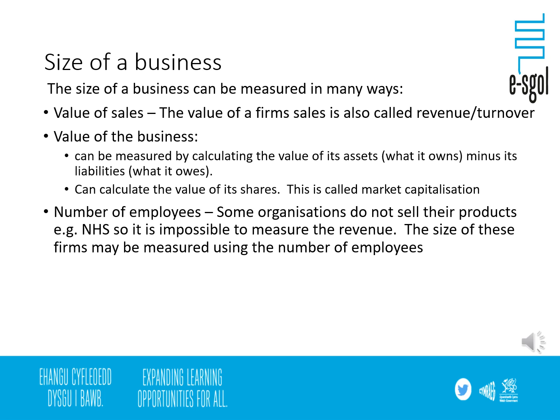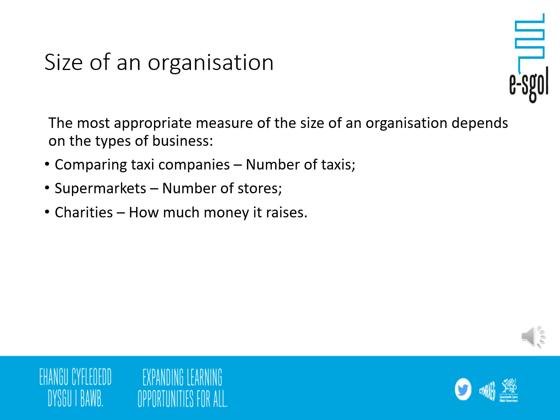You can calculate the number of employees, because some organisations don't necessarily sell products. So like the NHS, for example, is impossible to measure with revenue. It's more likely to measure by the number of employees that it has. So the size of an organisation is also where you could actually measure growth and how big it is. It could be that you're comparing taxi companies and you're going to compare maybe the number of taxis, or supermarkets, maybe the number of stores, maybe the charities and how much it raises could be compared.